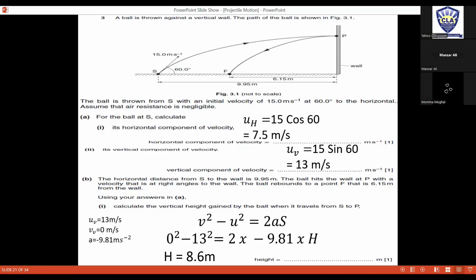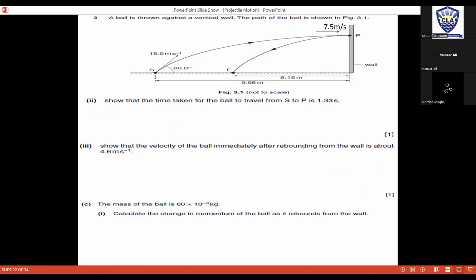Then they ask us how much time it will take. In this case, the horizontal velocity will be 7.5, because whatever the initial horizontal velocity is, it will hit the wall with the same speed. Time is v minus u over a. The time will be 1.33 seconds.